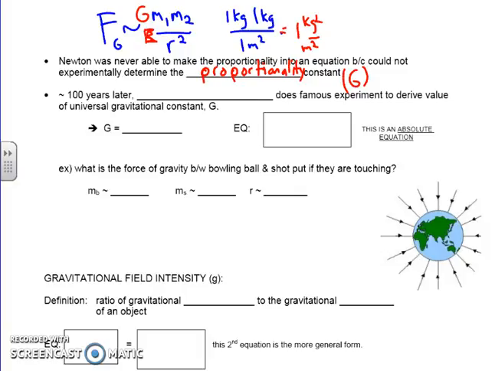It took about 100 years, a century, for a guy named Henry Cavendish to do one of the most famous experiments in all of physics. One of the most difficult experiments ever done. Even today, it's a very difficult experiment to do. He derived the value of the universal gravitational constant, big G. All right, I'm going to talk more in class on the details of this, and I'll explain to you how one might go about finding G, but let me just give you the results.